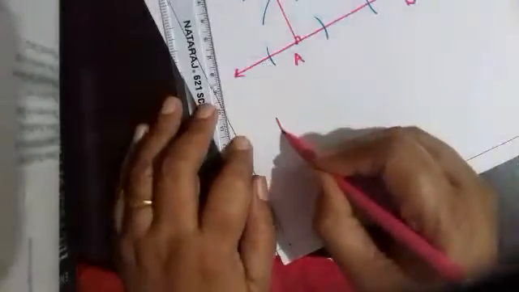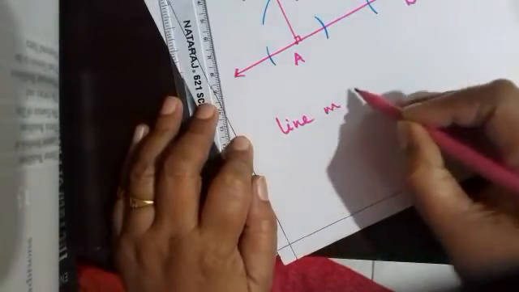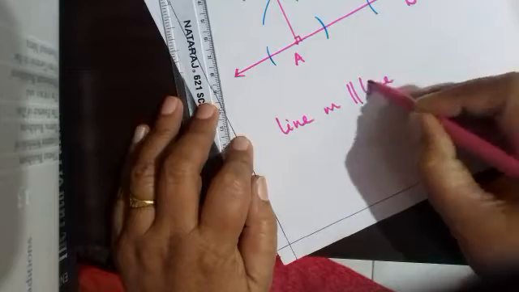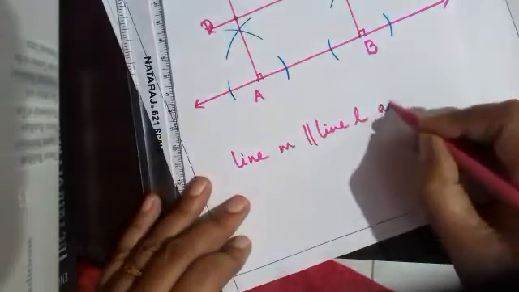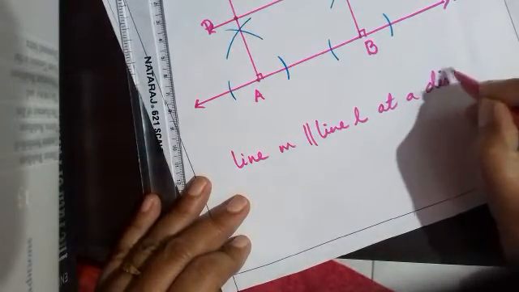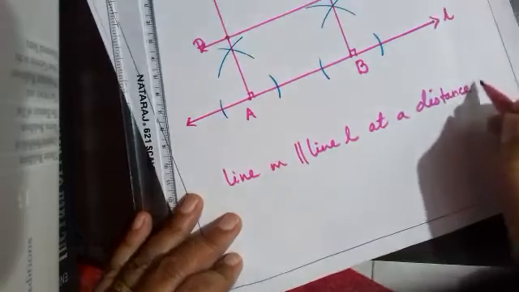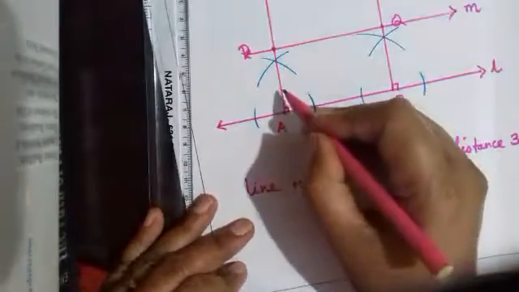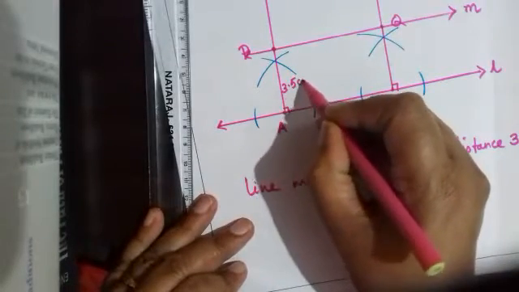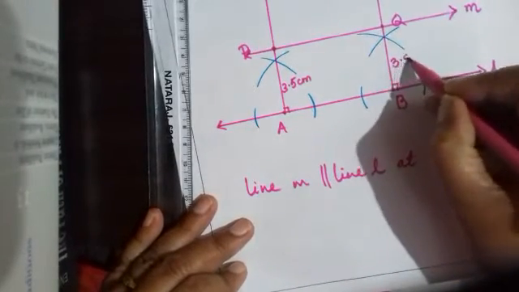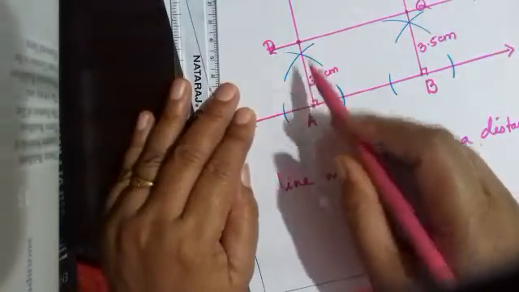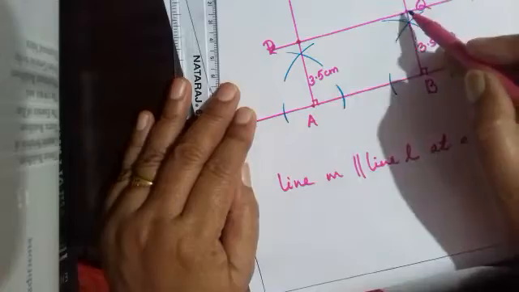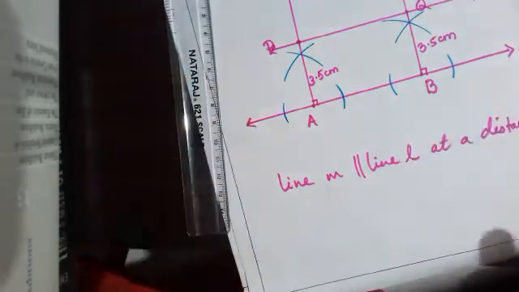How to write the answer? Line M is parallel to line L at a distance of 3.5 centimeter. So where do we have to write 3.5? Here, because this distance is 3.5 centimeter, and this is also 3.5 centimeter. Understood? This distance from P to A is 3.5, and from Q to B is also 3.5.